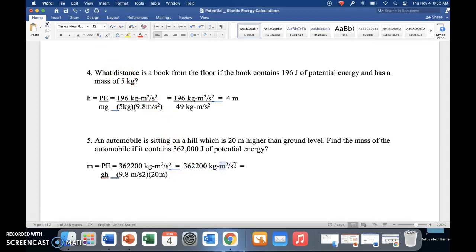Now what I am going to do after I get this set up here is I'm simply going to multiply my 9.8 times 20. That'll give me 196. In this case, I have meters squared per second squared.